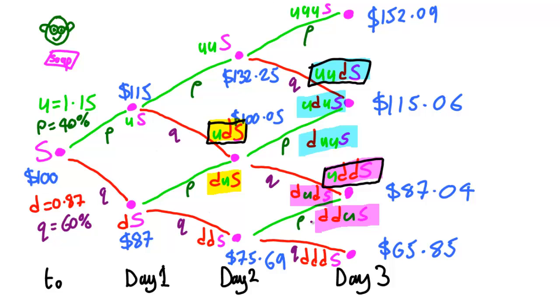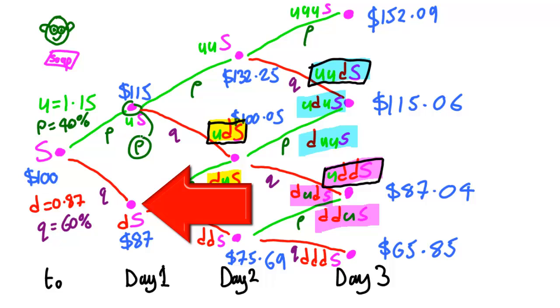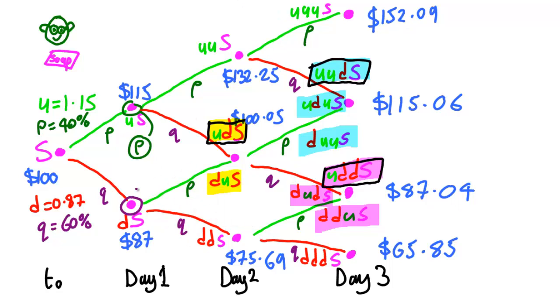So what's the chance then of reaching the US node? Well, that's just a simple P or 40%. And the chance of hitting the DS node? That's nice and easy too. That's just Q or 60%. To get to UUS, that's P times P or simply P squared.